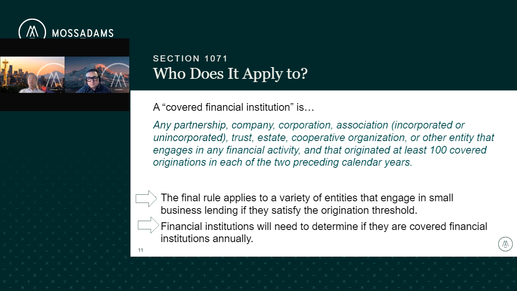Two other bullet points that we have here at the end. The final rule applies to a variety of entities that engage in small business lending if they satisfy the origination threshold. And the last one is financial institutions will need to determine if they are covered financial institutions annually.